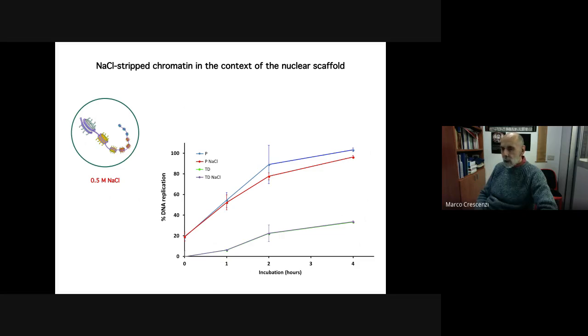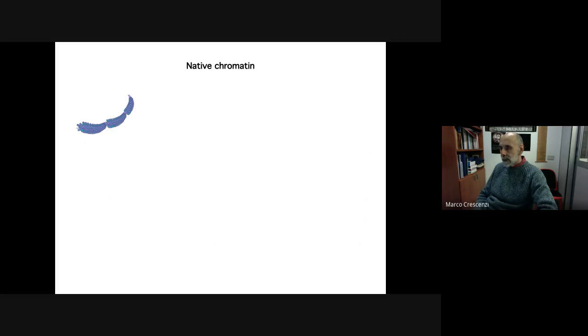replication. So what we need to do is to extract pure chromatin, full chromatin, containing all of its proteins, and test it in the extract, and then strip this chromatin and see whether sodium chloride stripped chromatin still shows incomplete DNA replication in the absence of the DNA scaffold.